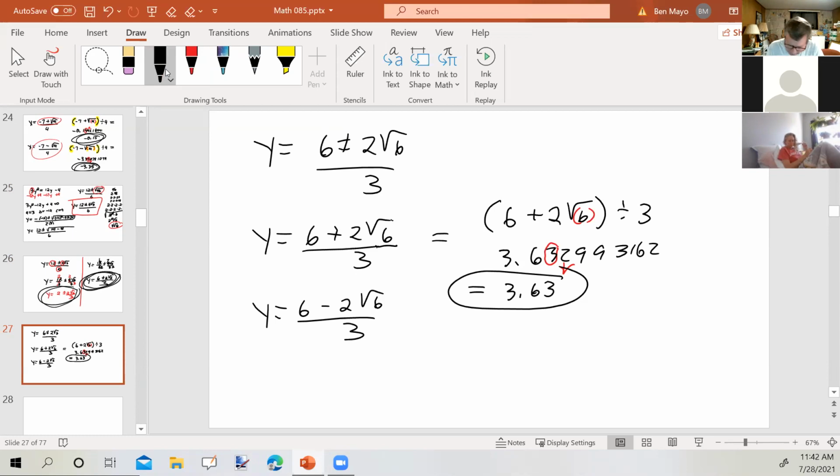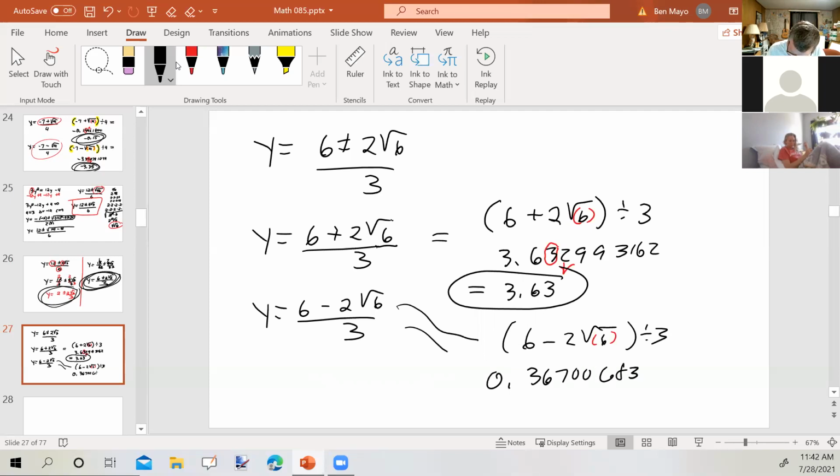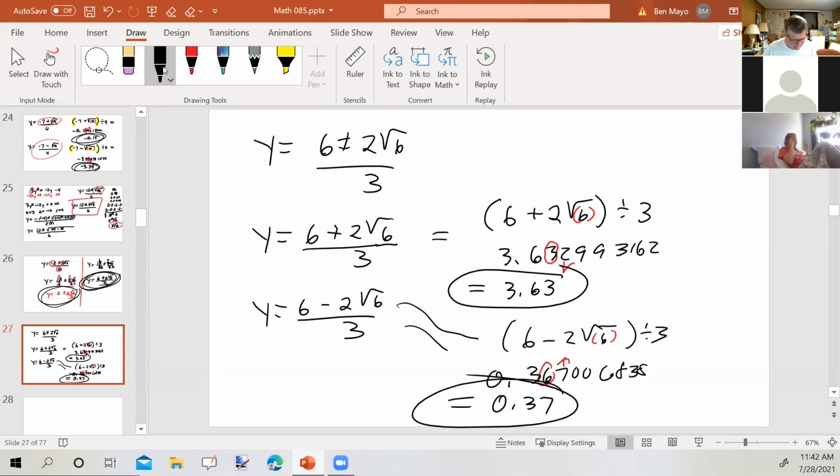Then the second answer, we'd have what? 6 minus 2 square roots of 6 divided by 3. And so let's go up and do that. And we get 0.367006838. And I really only need to go here. The 7's going to round up, so 0.37. Any questions on that?